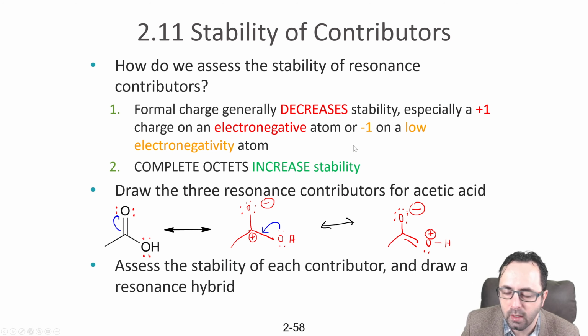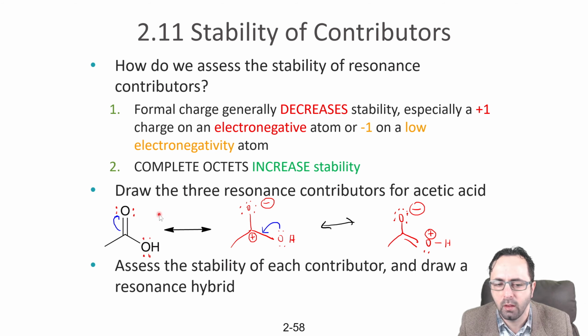Okay, and so which of these would be most stable? Well, clearly the one with no formal charges. That's the most stable. Then this one has a formal charge, so it's less stable. However, the negative formal charge is on an electronegative atom, so it's not that bad. It's significantly less stable than the first one, but it's not terrible.